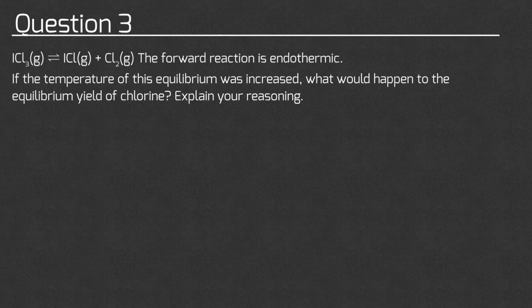We're looking at the same equation, but this time the question is asking us what would happen if the temperature was increased. So let's break down the question again. This time we're looking at if the temperature was increased, what would happen to the yield of chlorine? Again, we're explaining why, so we need to give a reason. This time, since we're talking about the change that the temperature will have, it is relevant that the forwards reaction is endothermic. The next thing we should do is write out an equation again.